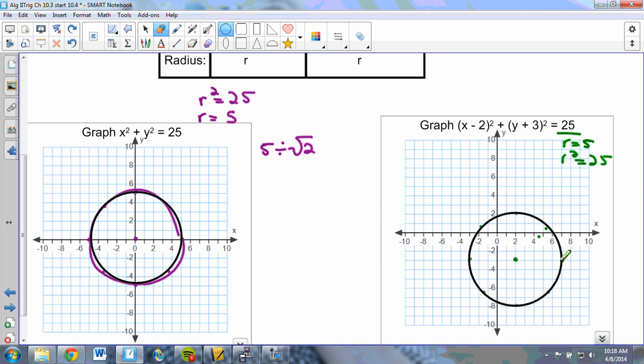Good so far? Find your center, find your radius, graph it. It's pretty simple.